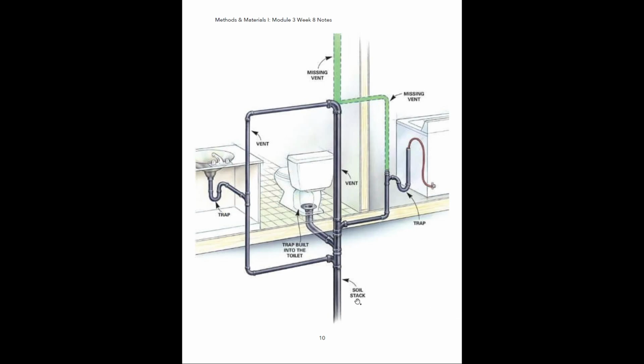All right, and then here's our soil stack. So the soil stack, like I said, is our main pipe where everything kind of ties into and where everything drains out of. So this is how all of our wastewater is going to be exiting our house. And all of these waste lines are branching off of it and feeding into the soil stack itself, okay?